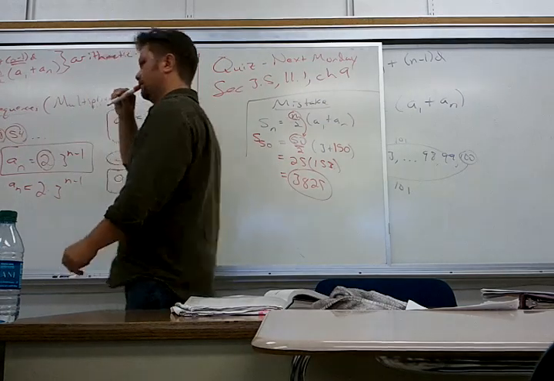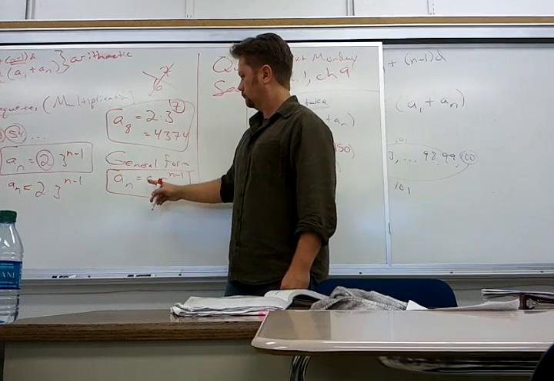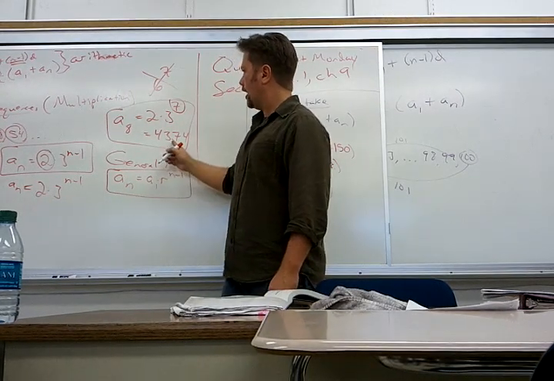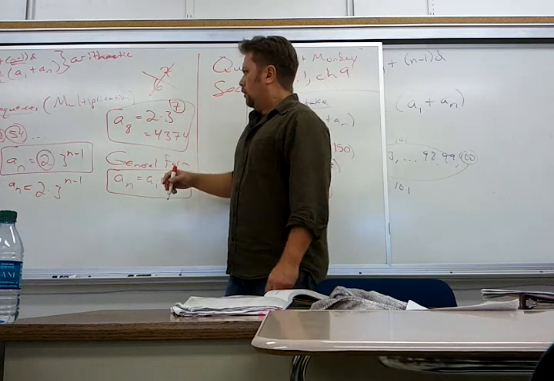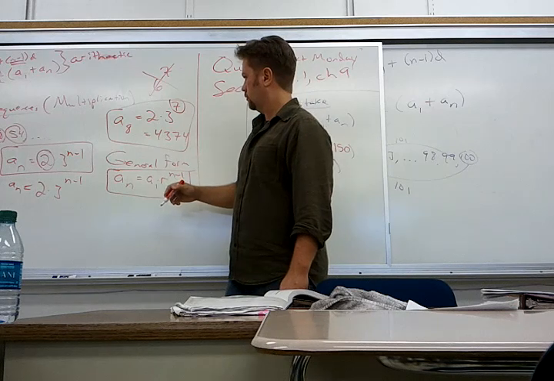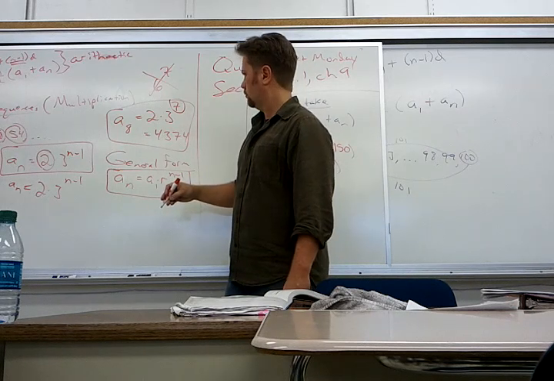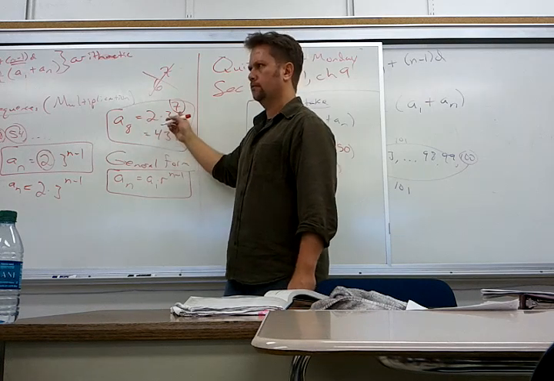So, some other question. From the general form, we already know A sub n. Is that 4374? Yeah. And then our A1 is going to be 2. Our rate: 4374 equals 2 times R, which is 3, to the n minus 1, which is 7 in this case, right?